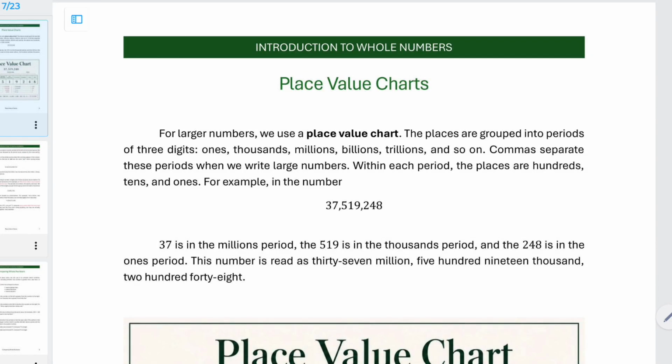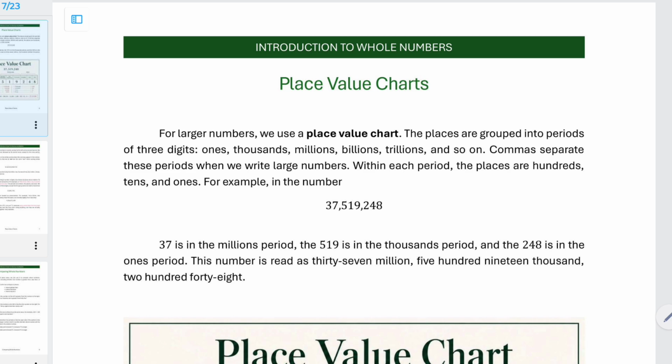For larger numbers, we use a place value chart. The places are grouped into periods of 3 digits: ones, thousands, millions, billions, trillions, and so on. Commas separate these periods when we write large numbers. Within each period, the places are hundreds, tens, and ones.